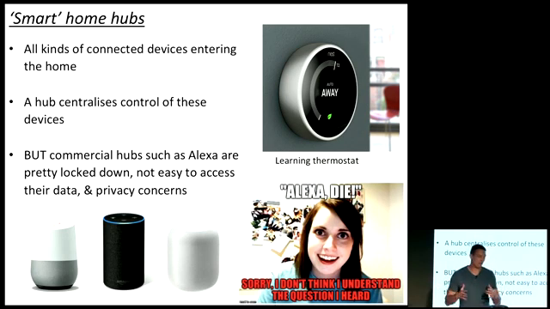So typically, people will start buying these things and the home maybe starts filling up with a few of them. And what they really want is a hub to centralize control of all those different devices. So you've got a few commercial ones out there. And the obvious one is Amazon Alexa. Does anybody in this room have an Alexa? Okay, so quite a few people already.